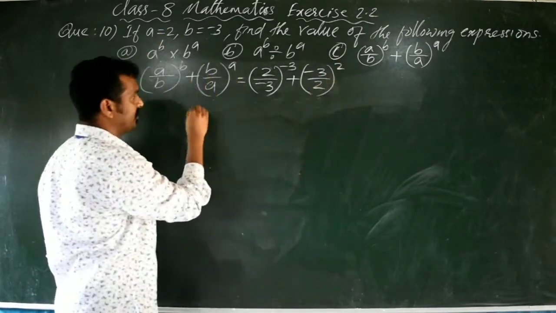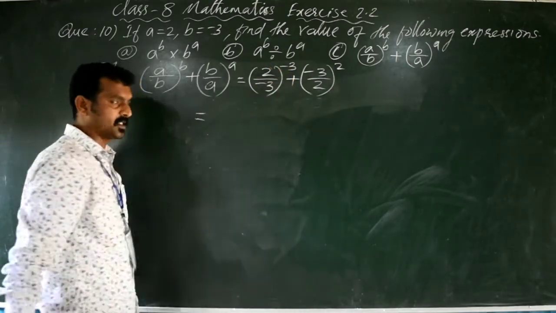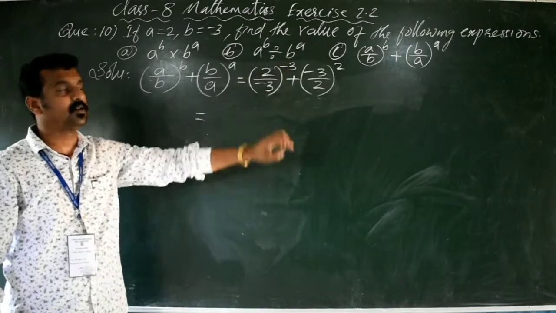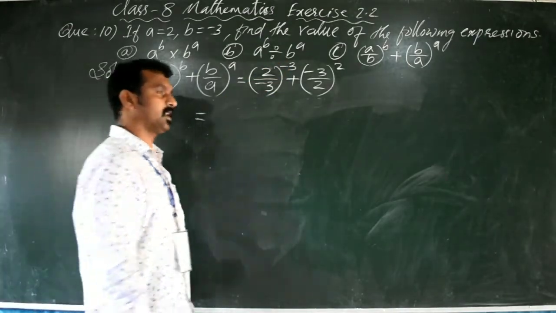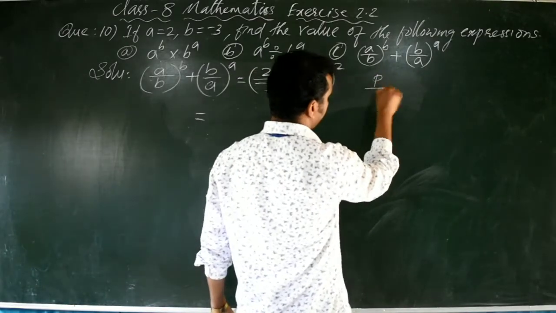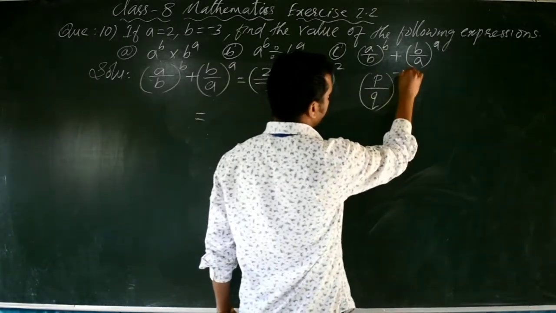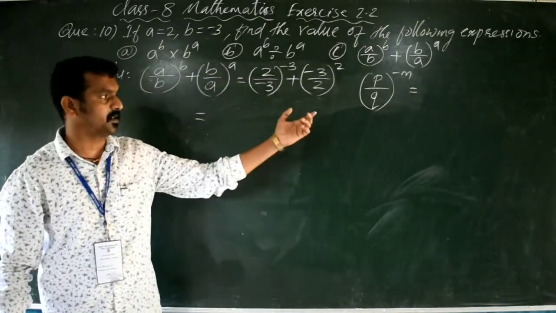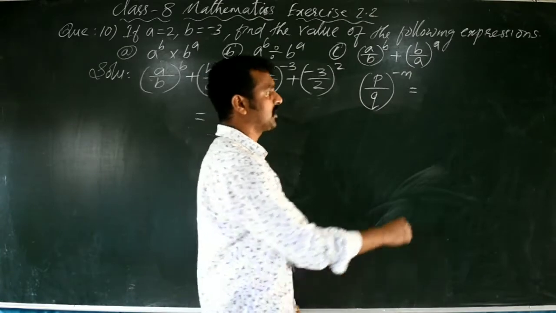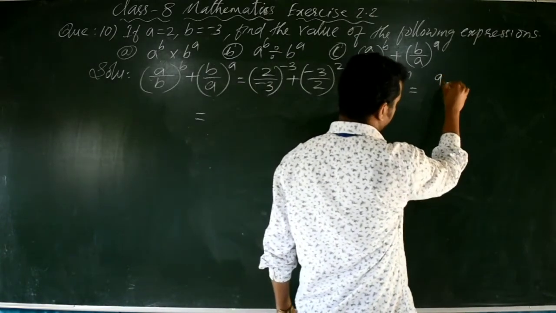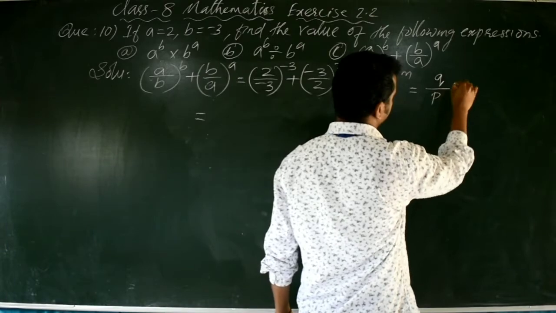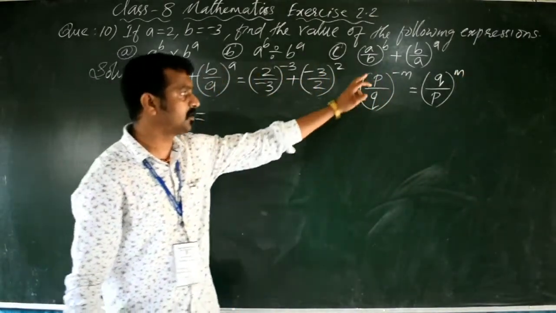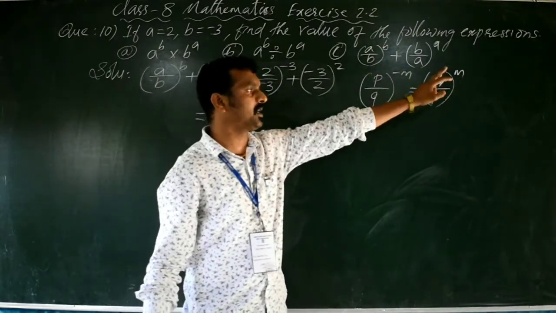Then that is equal to 2 by minus 3 raised to minus 3. Here also the exponent is a negative integer, so we are going to convert it into a positive integer. For that we will use the first formula: p by q raised to minus m is equal to the reciprocal, q by p raised to the power m. So p by q raised to minus m is equal to q by p raised to m.